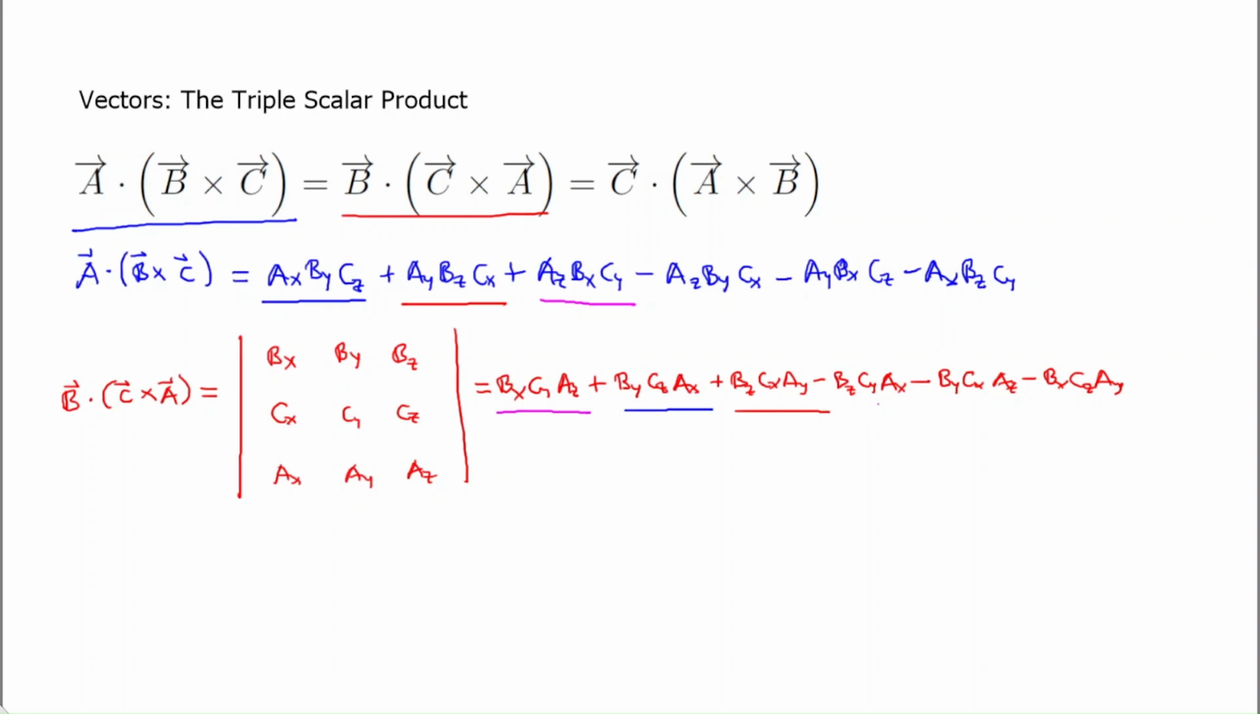Next, the negative terms. Negative B sub z, C sub y, A sub x. Next, negative B sub y, C sub x, A sub z. And then finally, minus B sub x, C sub z, A sub y. So yes, we have exactly the same terms. Of course, the order of adding doesn't matter. The order of the multiplying within the terms doesn't matter. So we've got the same terms.